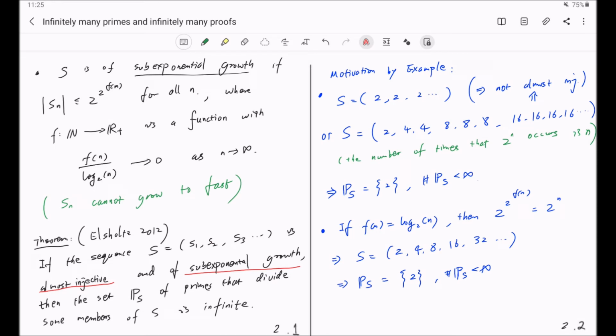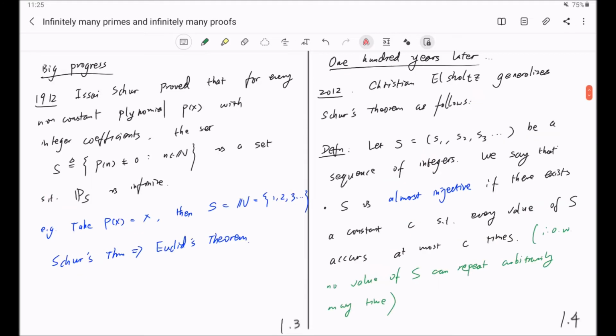By the way, in case you don't see it, let me quickly explain why Elsholtz's theorem implies Schur's theorem, so that you know that over 100 years, there's really been some substantial progress on this problem.